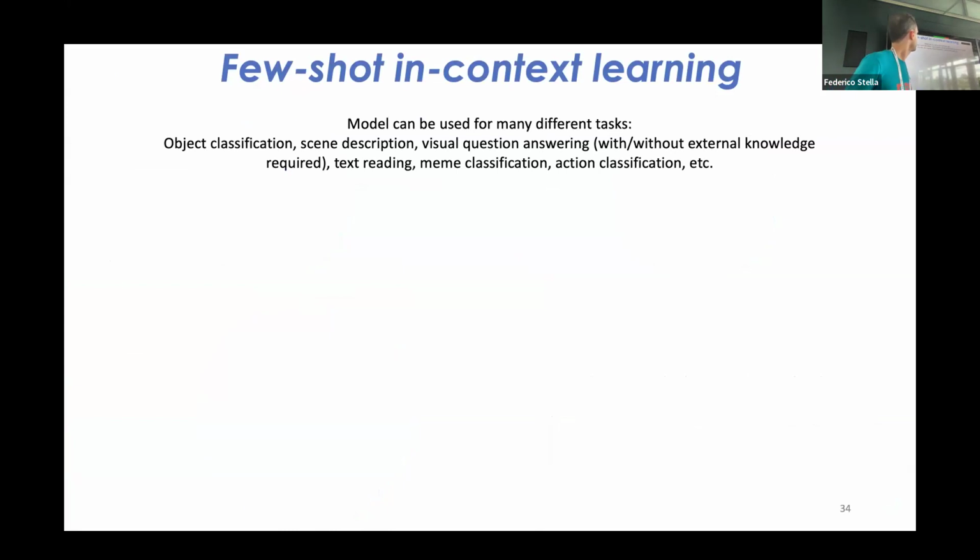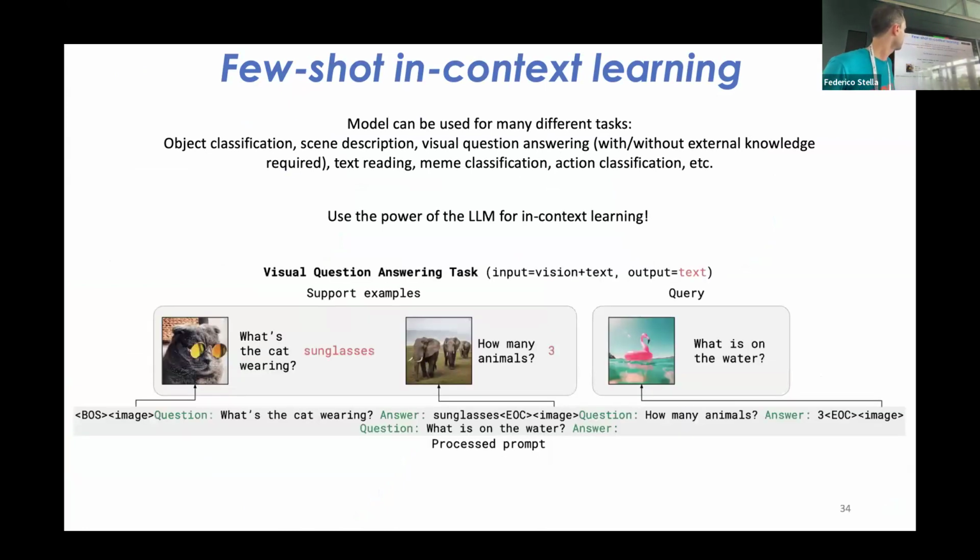Okay, and the cool thing about this model is that it can be used for a ton of things. Classification, description, visual question answering, text reading. They show meme classification as well, action classification, and so on. And compared to normal vision models, you can talk to this one. So you can do in-context learning. So tell the model what to do in the prompt, and hopefully the model will do something like that.